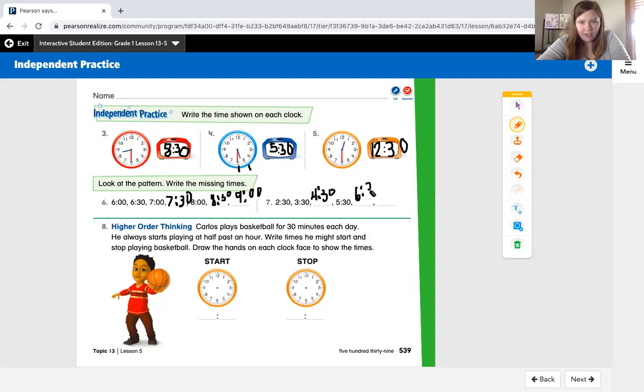What would be the final part of our pattern? Let's move on our clock. 2:30, 3:30, 4:30, 5:30, 6:30, 7:30.